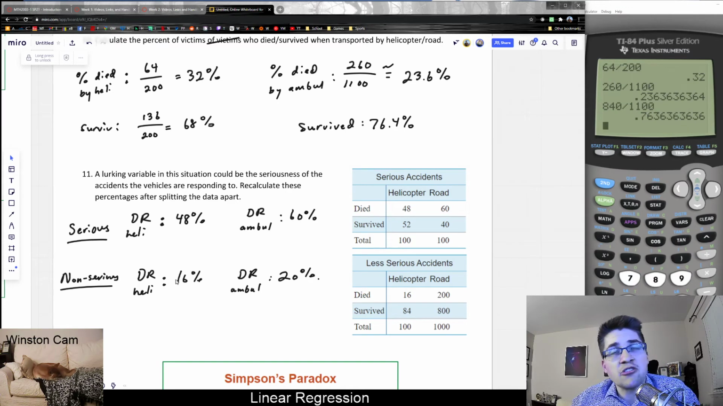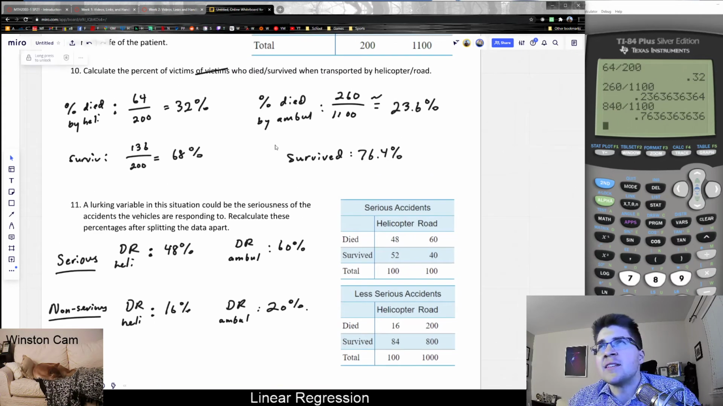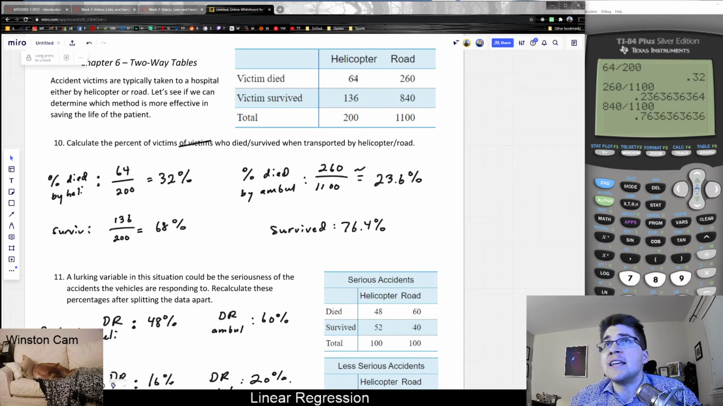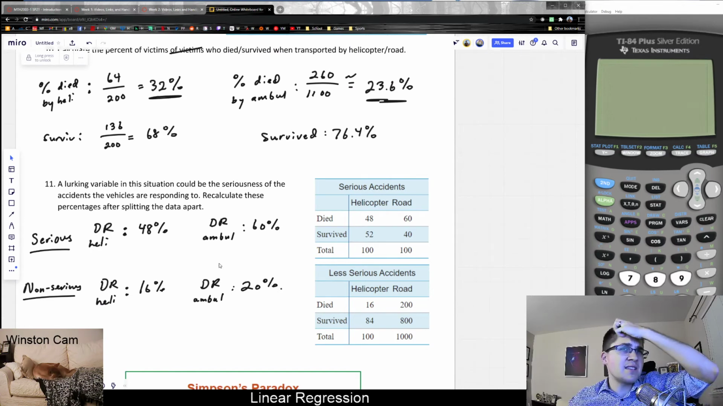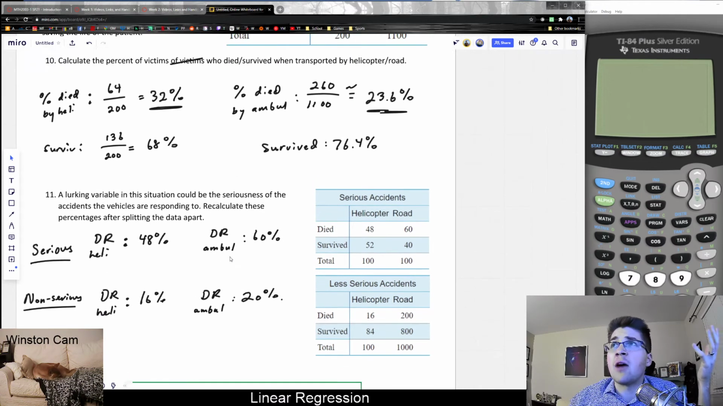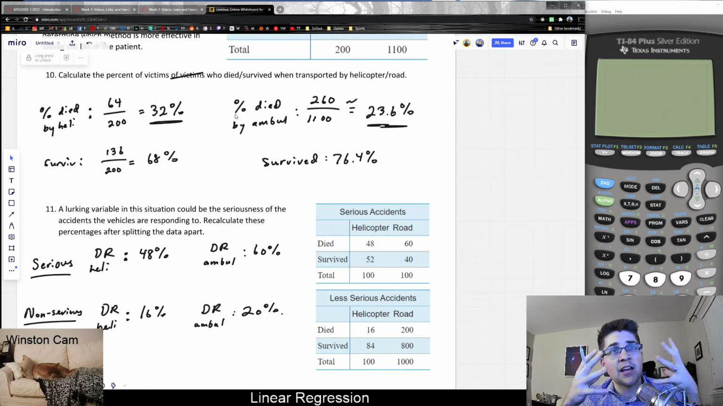The helicopter did better at getting people to the hospital alive, even in non-serious accidents. And this can be quite a strange happening, because when we lumped all the data together in the first table, we saw that the death rate was worse for the helicopter than for the ambulance. But once we separate it apart, it's better in both categories. And this can seem very strange. Like, how did this happen? How was it worse when all the data was together, and when it was separated, they were both better? It seems like it paints a completely different picture.